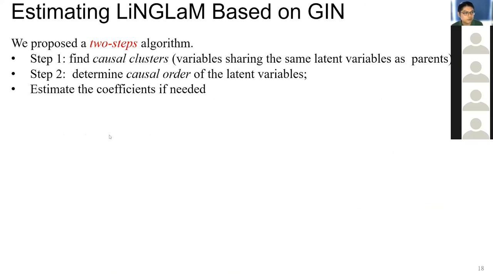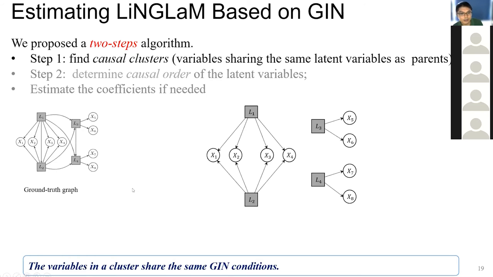Based on these assumptions, we propose a two-step algorithm. The first step is to find the causal clusters. A causal cluster is a set of variables sharing the same latent variables as parents. Furthermore, we can detect the causal order of the latent variables. Now we can basically recover the causal structure, if needed, after estimating the coefficients. Let's move on to the first step.